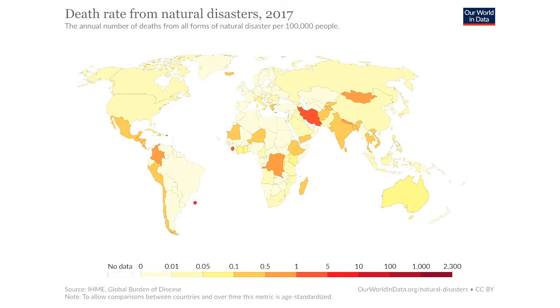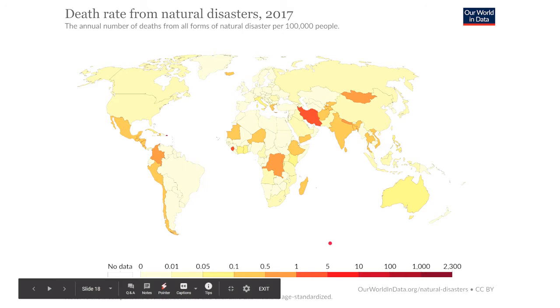This is a world map from Our World in Data that shows us the death rate from natural disasters as of 2017. This is the annual number of deaths from all forms of natural disaster per 100,000 people. So we have several countries that range from 1 to possibly 1,000 deaths per 100,000 people.